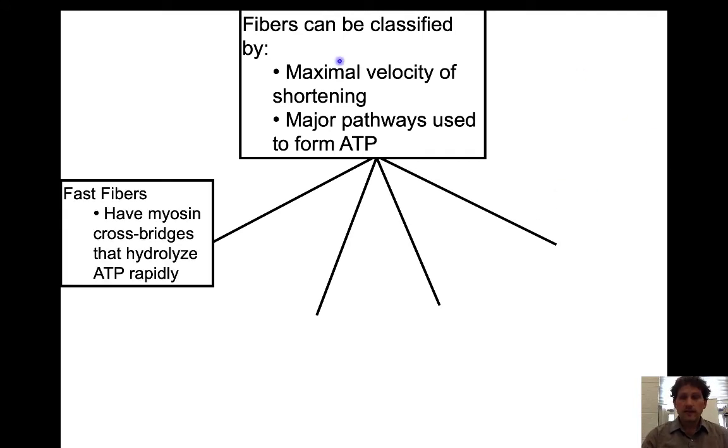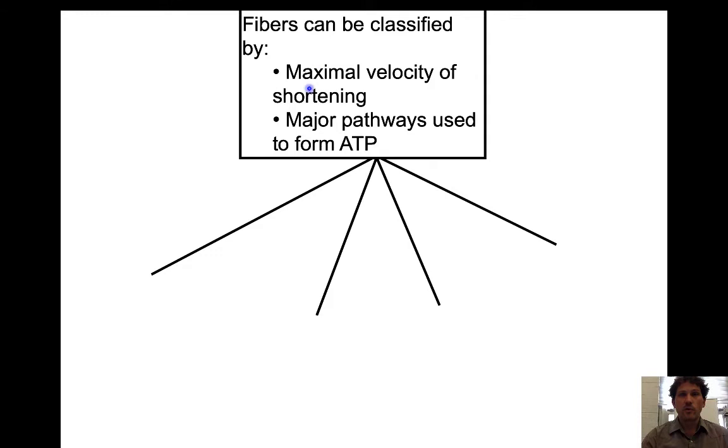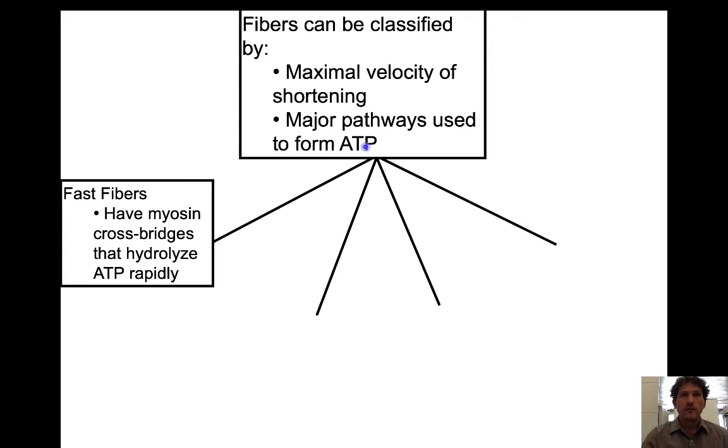So we can classify these fibers one by the velocity of their shortening, and the pathways that they use to form ATP. So you can see here we have 4 different branches. So in this first group, we have fast fibers.